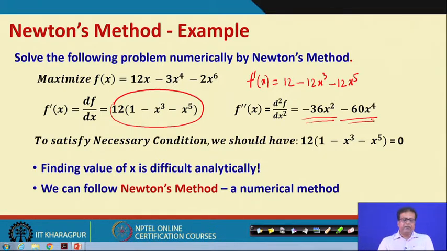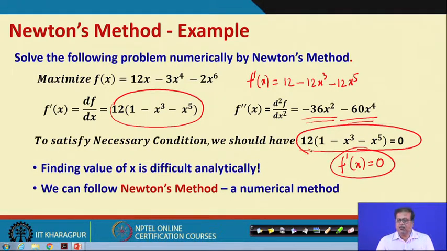Now, to satisfy the necessary condition, we have to put f dash x equal to 0. That should be our extreme point. The question is that this particular value is not easy to find. What should be the value of x at this point, because we have put it equal to 0? Finding the value of x is difficult analytically. That is where we try to find it through Newton's method, a numerical method.